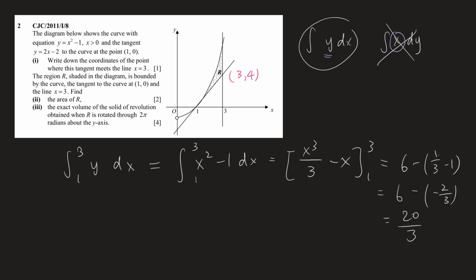Then subtract away the triangle. Half times base times height, base 2, height 4. So the triangle is just half times 2 times 4, which is 4. R is equal to 20 over 3 minus 4 equals 8 over 3. We're done with part 2, 2 marks.